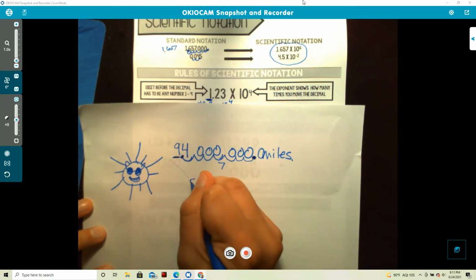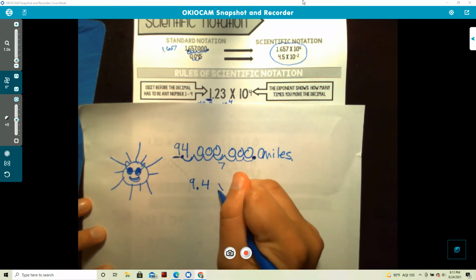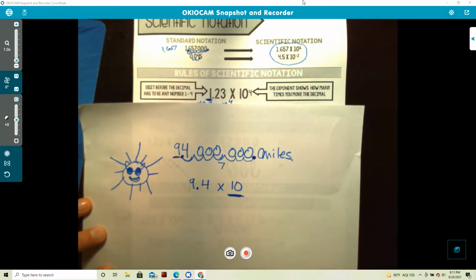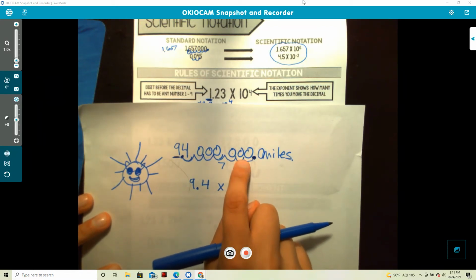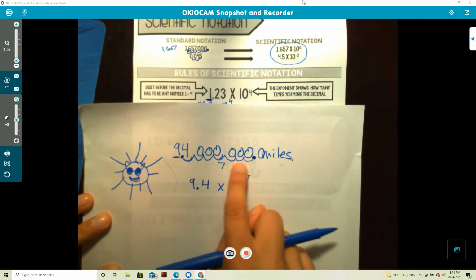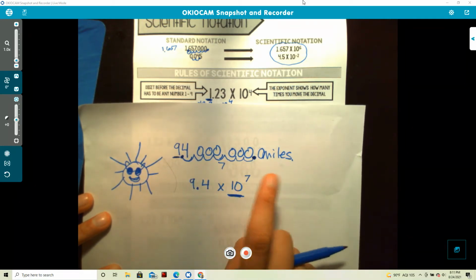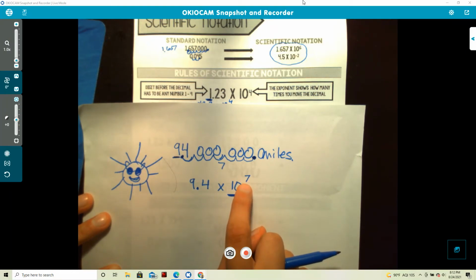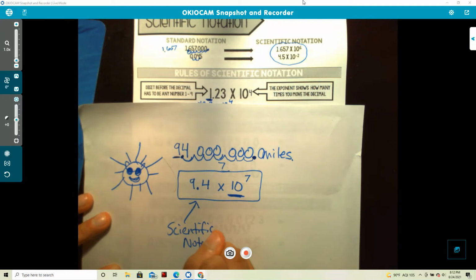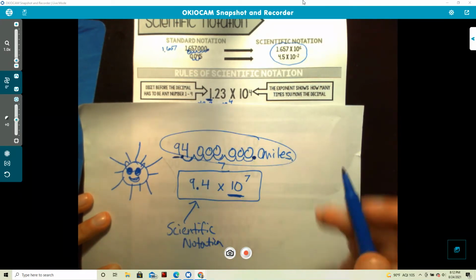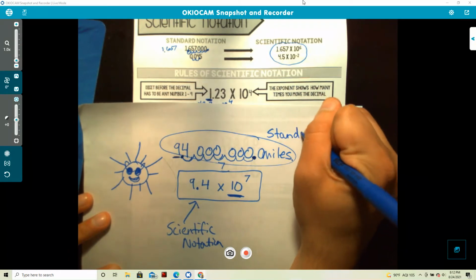So our new number is going to be 9.4 times 10. Your base number is always 10. We moved 7 place values, so it'll be 10 to the 7th power. This one is going to be positive because we are expressing a number greater than 1. 94 million is greater than 1, hopefully we all agree with that. So it would be to the positive 7th power. So this would be scientific notation, and this, of course, is what we're normally used to, our standard notation.